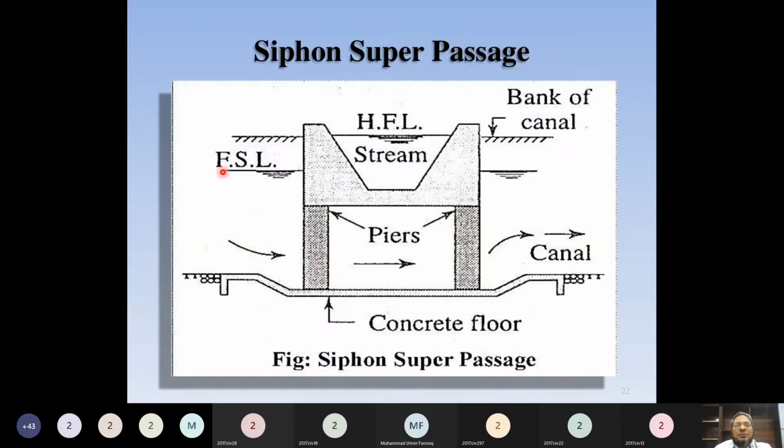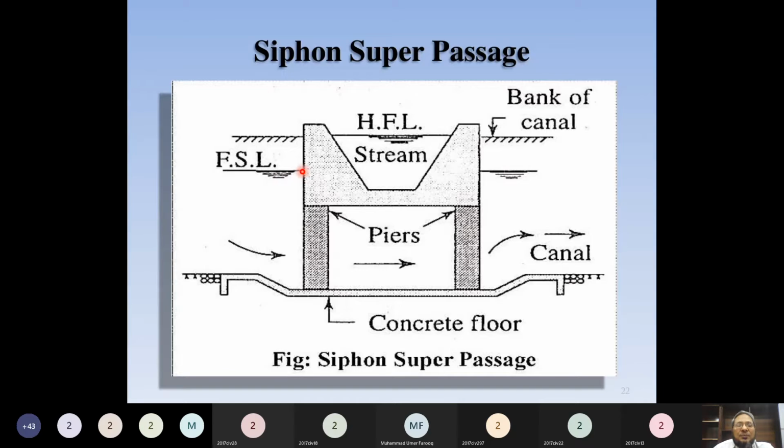So this is the canal full supply level. And here there is open channel flow. Here is again open channel flow. And this canal bed is slightly depressed here to accommodate this much flow. So when the water goes here, then it becomes pipe flow, because the flow is flowing full. And again the water comes out from here, and then again the open channel flow takes place.